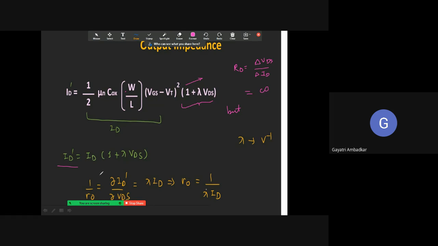Now if you want to calculate resistance, what is resistance? VDS upon ID. Or I can write 1 by RO, inverse of resistance, as ID by VDS. So that is equal to lambda times ID. So RO is equal to 1 upon lambda ID.